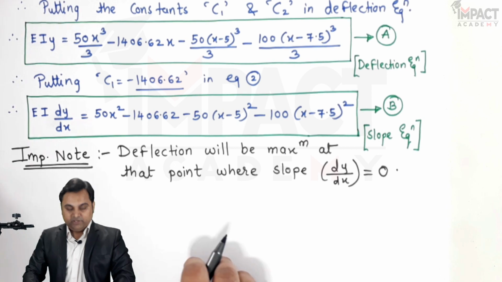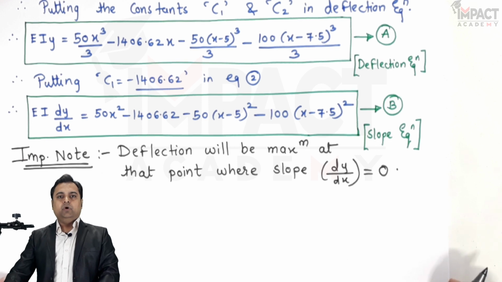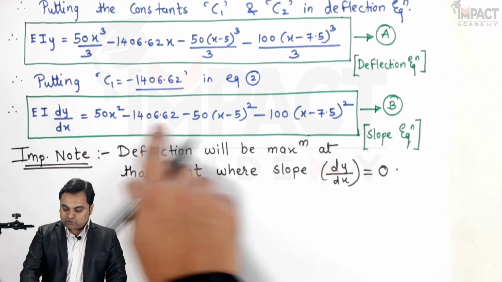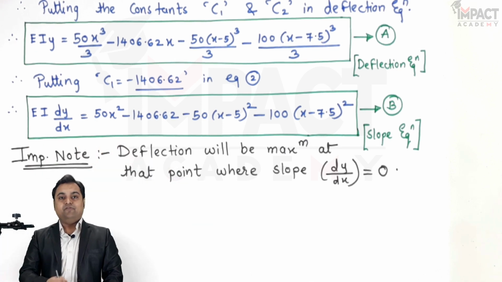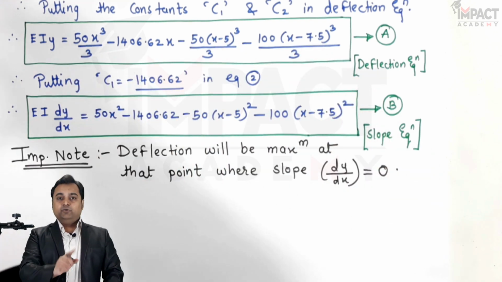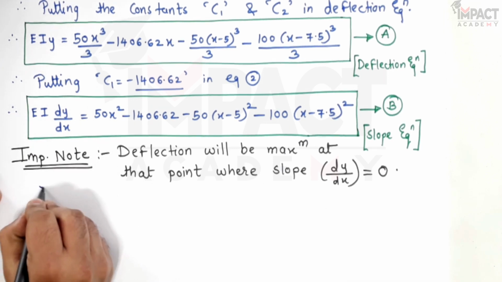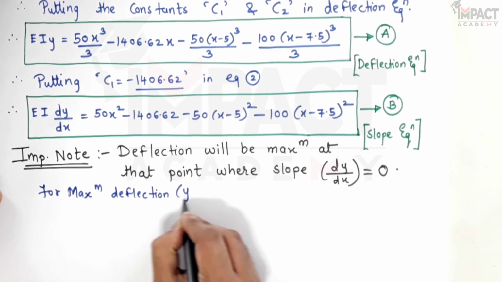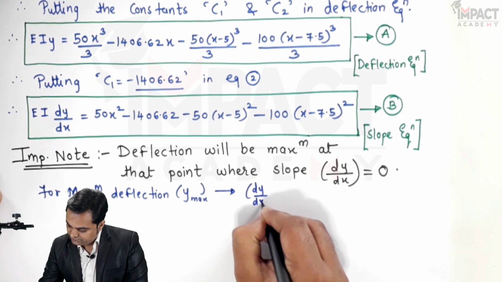So here I have written an important note that deflection would be maximum at that point where slope is equal to 0, and to find that location in equation B, I would be equating this slope equation to 0, and with that we are going to get the value of x, that is the point of maximum deflection. And once we know the value of x, we can safely put it in equation number A to get the answer of maximum deflection. So after reaching up till this stage, for maximum deflection, that is y max, dy by dx is equal to 0.